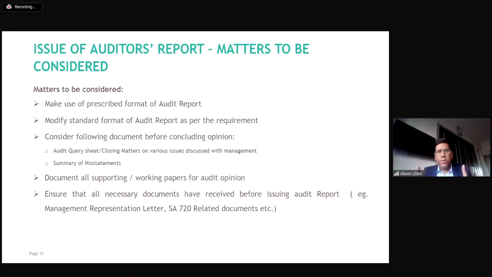They do not contradict. Document all your supporting and working papers for the audit opinion. That has to be there on the file. Ensure that all the necessary documents have been received before issuing the audit report, like the management representation letter, SA 720 related documents like the annual report, director's report, draft for review. All those documents should be received by you, reviewed by you, and documented. Now you are ready. You can go ahead and issue the audit report. We'll look at modification next session, but this is where you are now ready. So this is something you need to take care of before you issue the audit report.